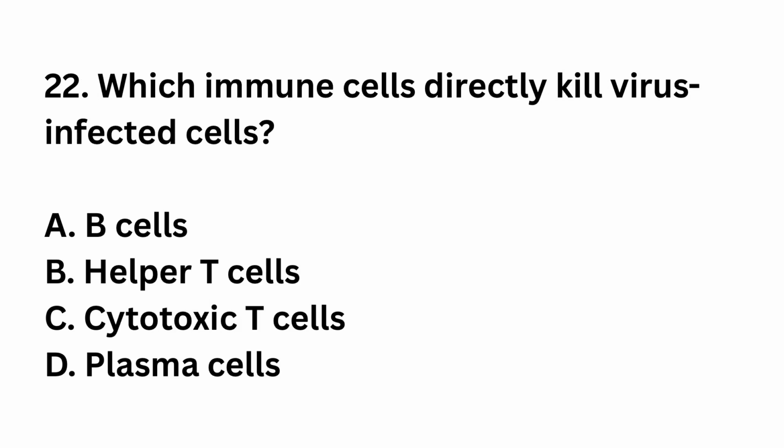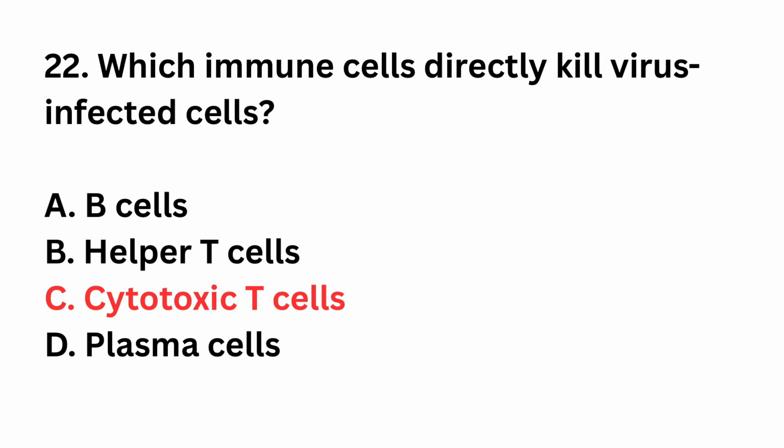Question number 22. Which immune cells directly kill virus-infected cells? B cells, helper T cells, cytotoxic T cells, plasma cells. The right answer is option C, cytotoxic T cells. Cytotoxic T cells destroy virus-infected cells by releasing perforin and granzymes.